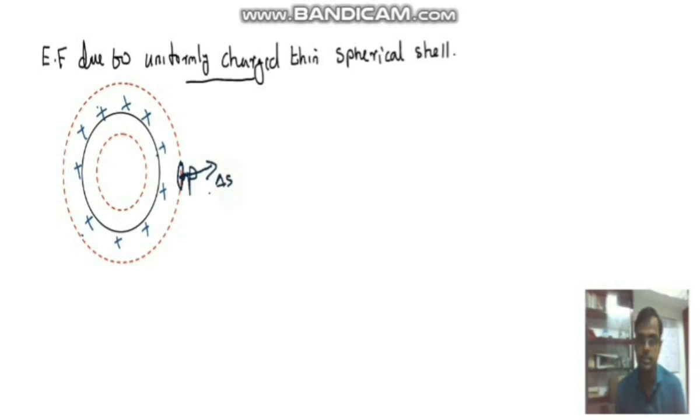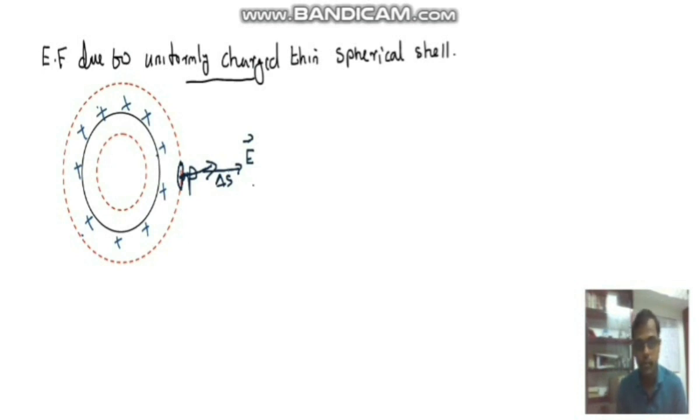Say it as delta S. Now, due to the charges distributed on the spherical body, an electric field will be there at the point P. What is the direction of that electric field? That will also be in the same direction as delta S. So the electric field as well as delta S are both in the same direction, because for a positive charge the electric field will be outward, and the area vector will be outward normal.